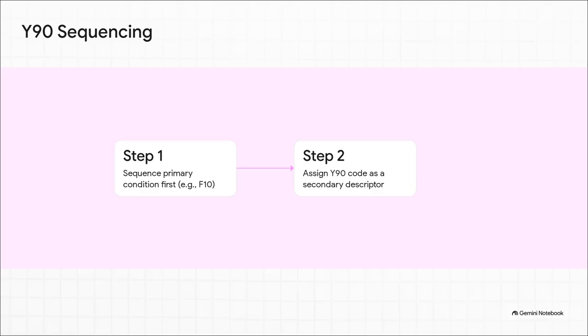But hey, knowing the codes is honestly only half the battle, right? Sequencing them correctly is where you really show your precision as a coder. You've got to stick to this strict sequencing guideline. Step 1. Always sequence your primary condition first. That could be your F10 alcohol-related disorder, maybe a specific trauma or intoxication. Then, step 2, you tag on the appropriate Y90 code as a secondary, supplementary descriptor. Just remember, Y90 codes are add-on codes only. They literally never stand alone as a primary diagnosis. They exist for one reason: to give us extra quantitative details about the alcohol involvement in that primary condition.